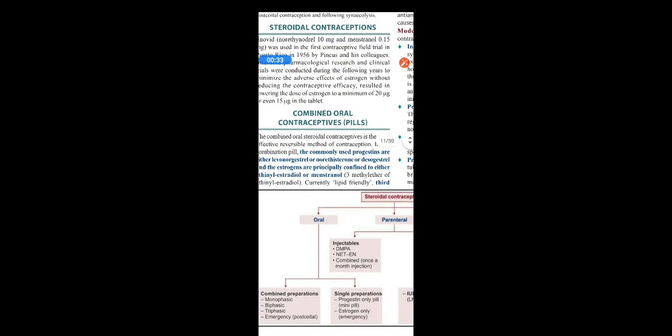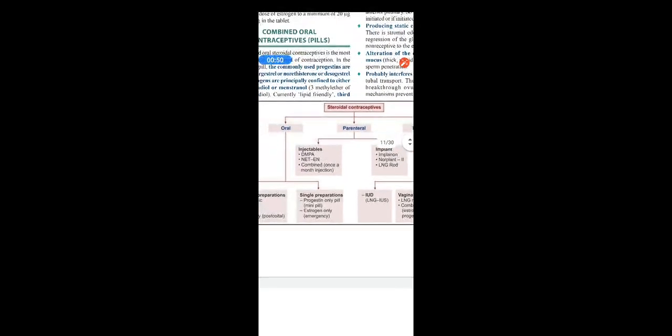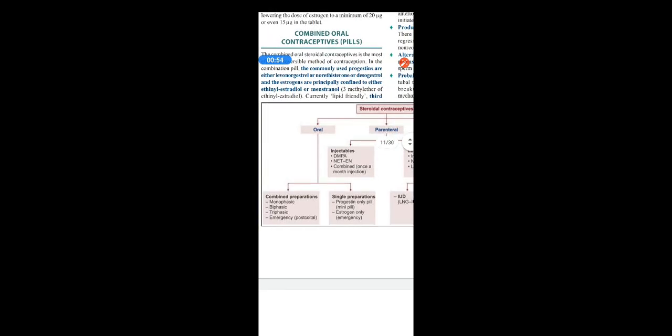So the steroidal contraception can be grouped into three main classifications, depending on the way how we are giving the steroids or hormones inside the body. Depending on its route of administration, the steroidal contraception can be classified into three main types: first is the oral contraception, parenteral contraception, and devices.